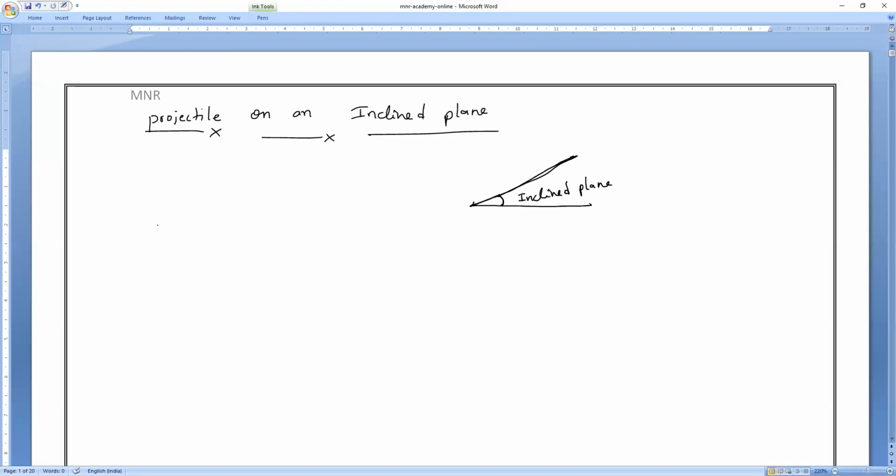And we all know projectile motion. Projectile motion means it's almost a parabolic shape. Now both of these will combine. That is what we call projectile on an inclined plane.